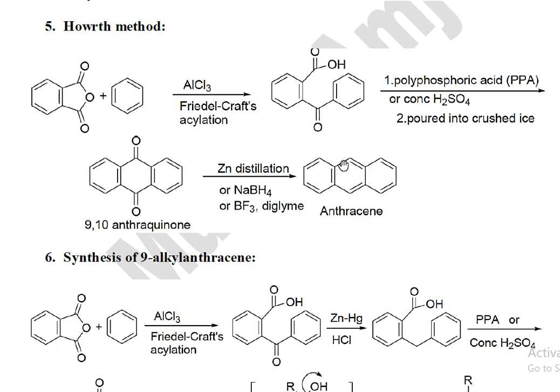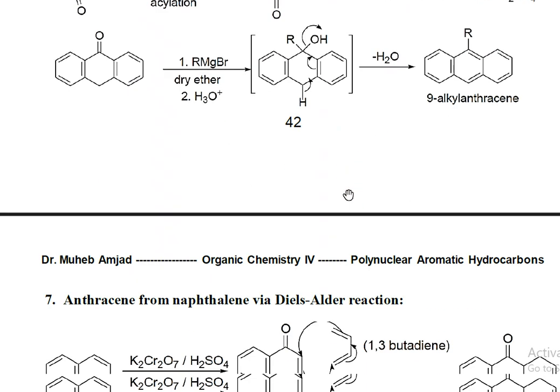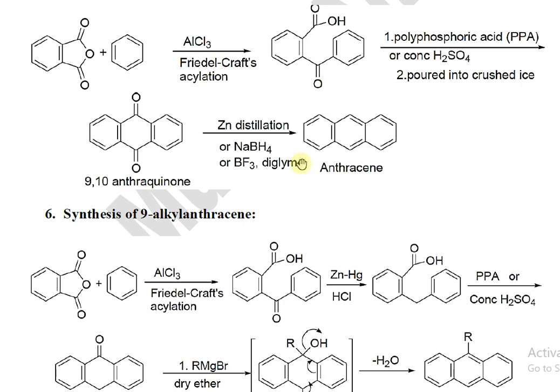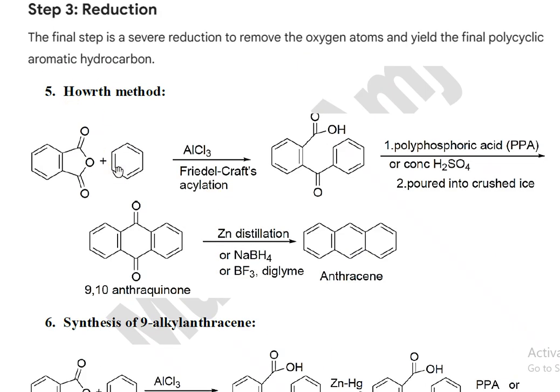I will not put additional explanation because we explained this method before, in the preparation of the naphthalene, so I don't explain the method here again. So it is clear for you: acylation, then intramolecular cyclization, and then reduction to produce the anthracene.